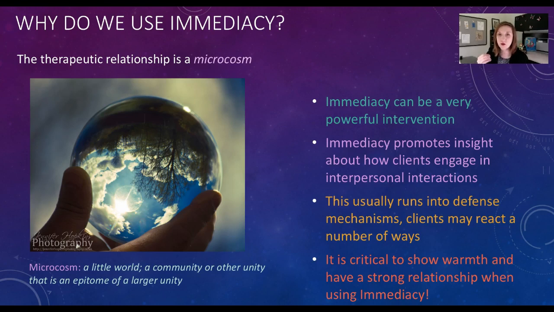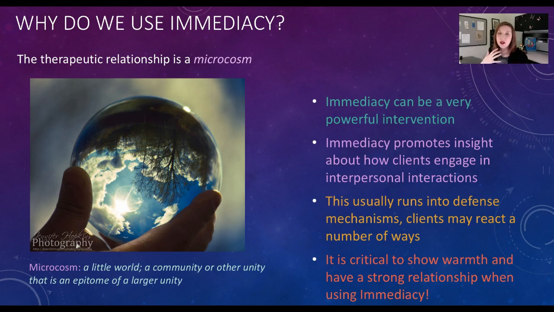First of all, it's important to understand that the therapeutic relationship is a microcosm. What do we mean by that? So I have a definition down there: a microcosm is a little world, a little community that is the epitome of a larger community or entity.